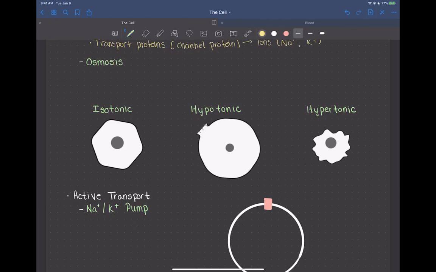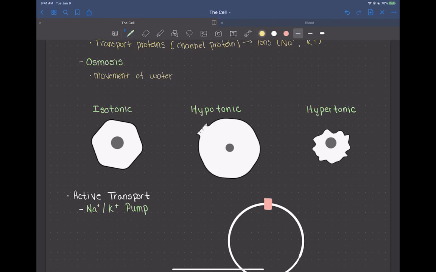All right, so our last topic for this video is going to be osmosis. So our last specific type of passive transport. Osmosis specifically involves the movement of water. Okay, and so water, because it is passive transport, is going to be moving from high to low concentration.